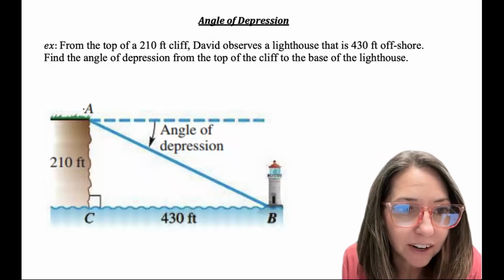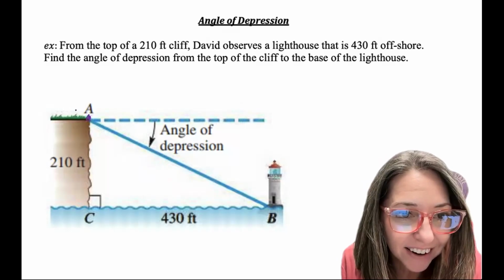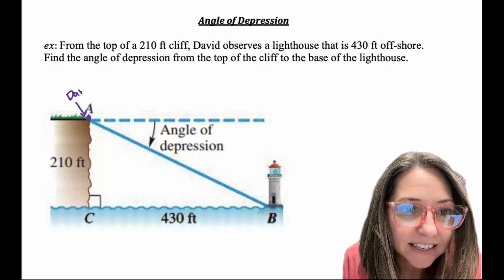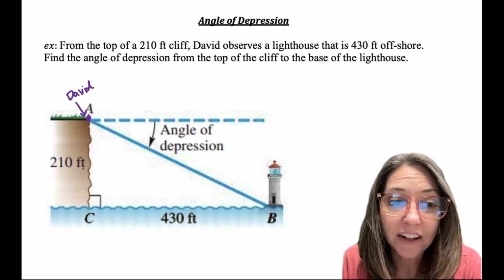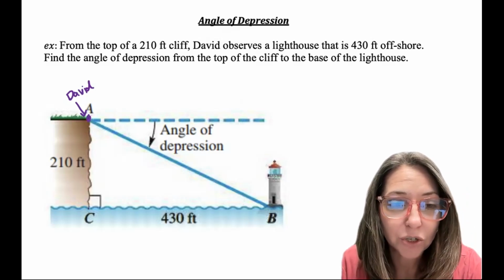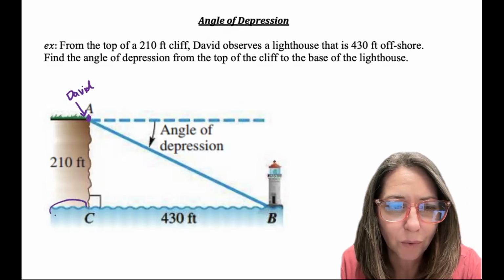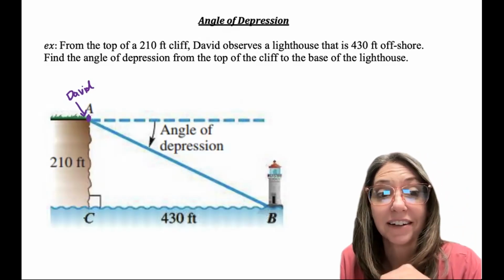So let's assume David has no height. His head's right there. There's David, okay. And the distance from him, or from the top of the cliff, to the water is 210 feet. Kind of interesting they drew the water over here. Not sure how that really works, but anyways.